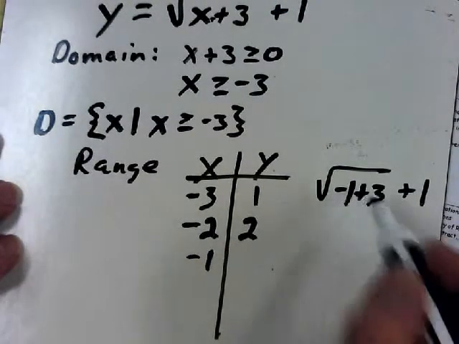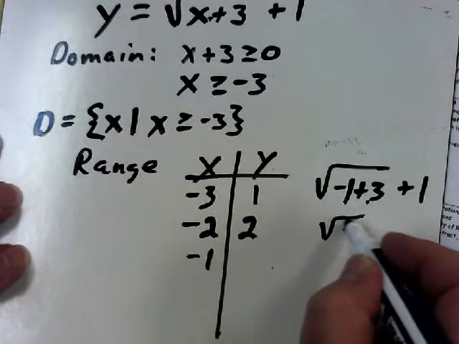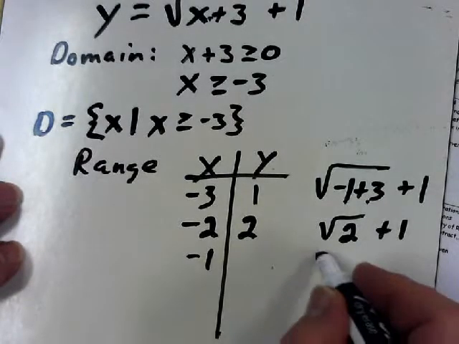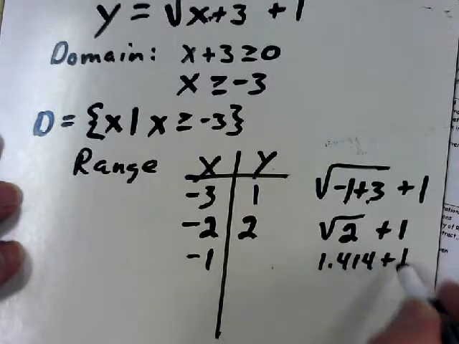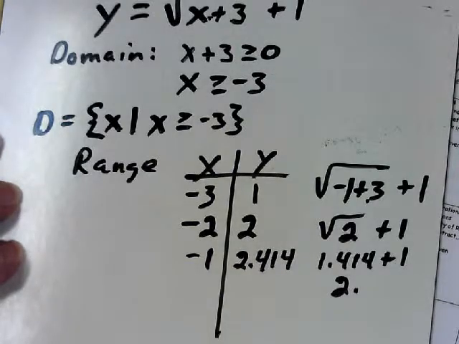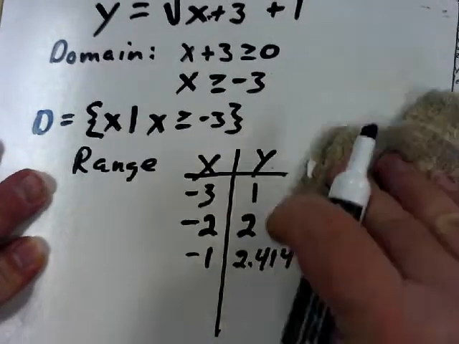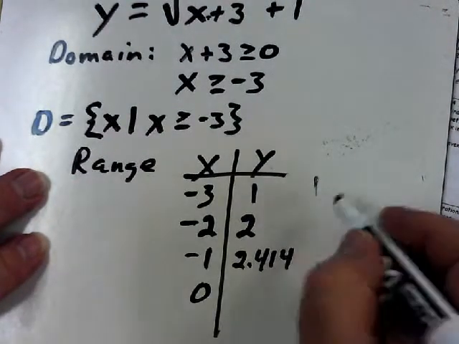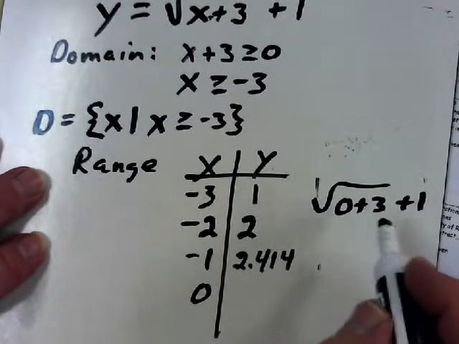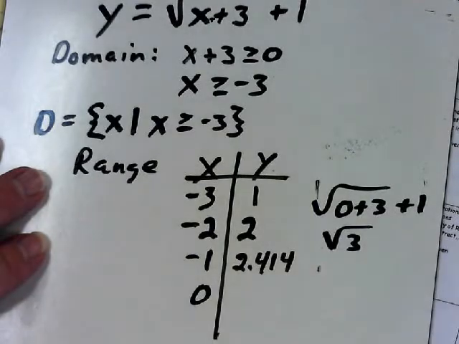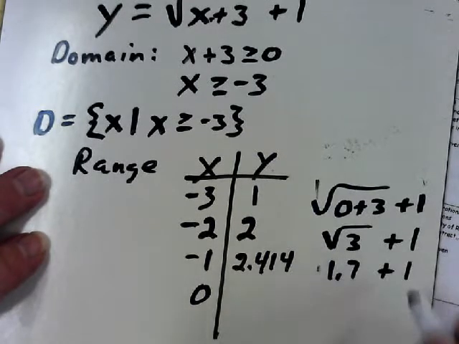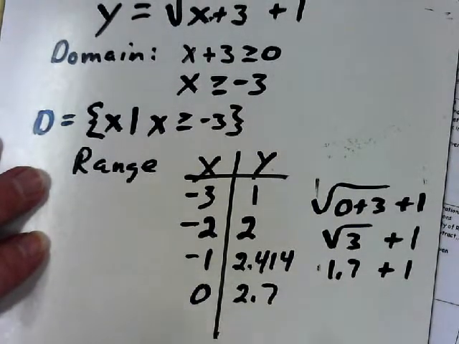What's a negative 1 plus 3? 2. So I'd have 2 plus 1. What's the square root of 2? 1.414. So I'd have 1.414 plus 1. 2.414. Correct? Yeah. And 0. So I put in a 0. If I did that, I'd have 0 plus 3 in the radical plus 1. What's 0 plus 3? The square root of 3, 1.7, plus 1. 2.7. Yes. Can we stop there?